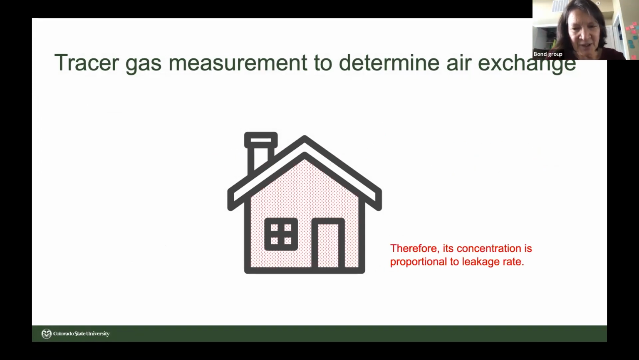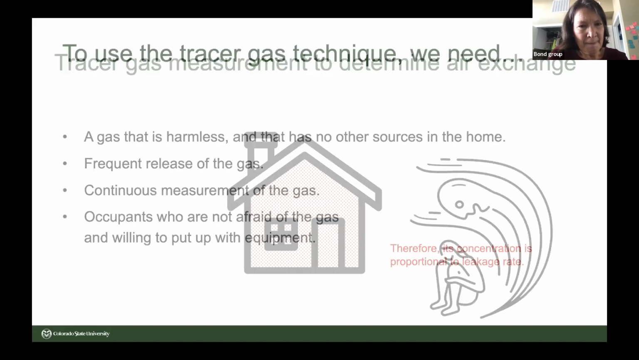The concentration inside the house is then proportional to the leakage rate and other things like the rate at which you release the gas. So what you can do is, knowing how much gas you release, you measure the concentration and you determine the leakage rate of the house. So this has been done many a time in houses.